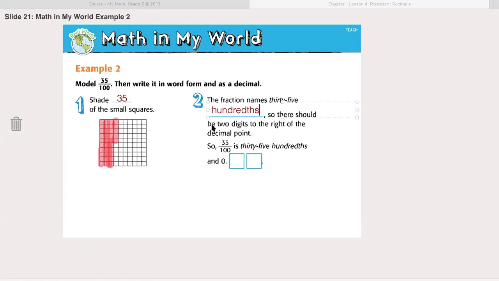So there should be 2 digits to the right of the decimal point. So 35 hundredths is 35 hundredths, and communicated as a decimal, the digit to the farthest right should be in the hundredths position, and the number to its left follows. 35 hundredths.